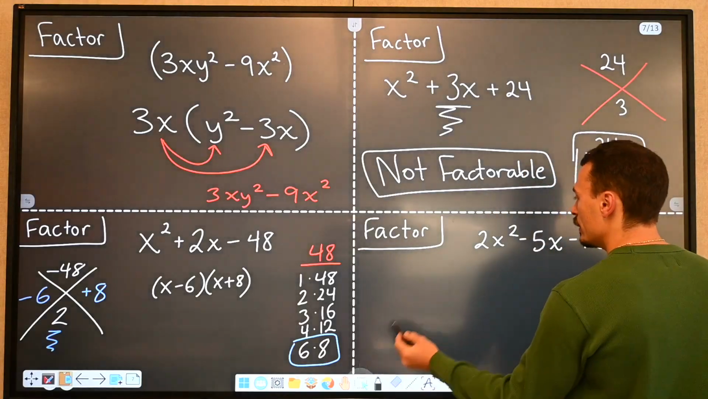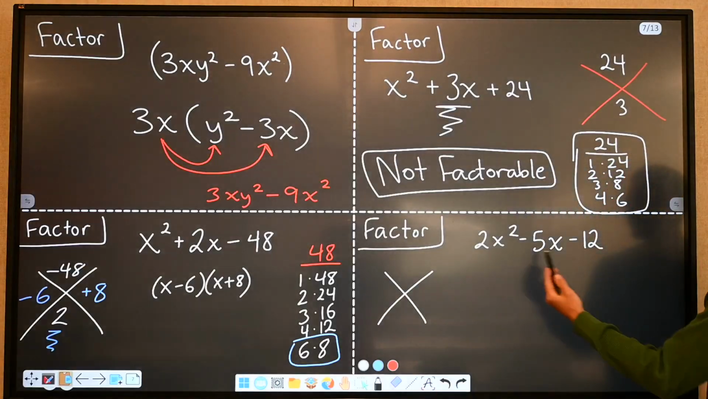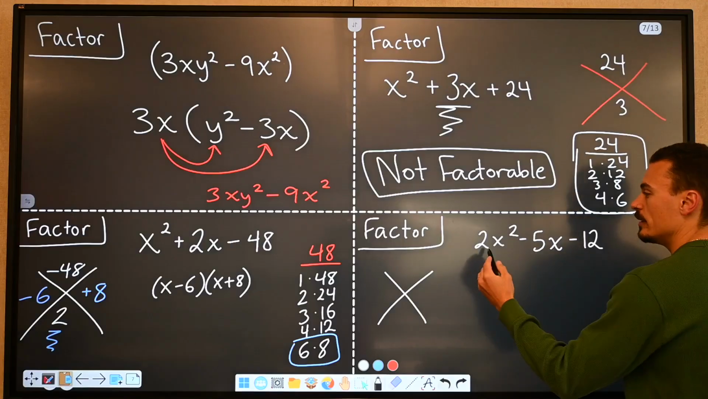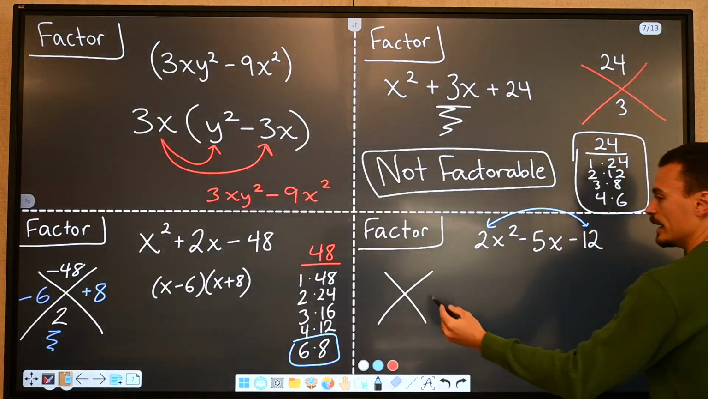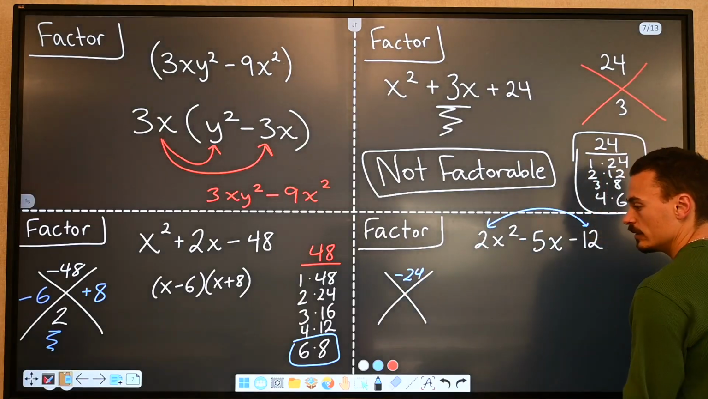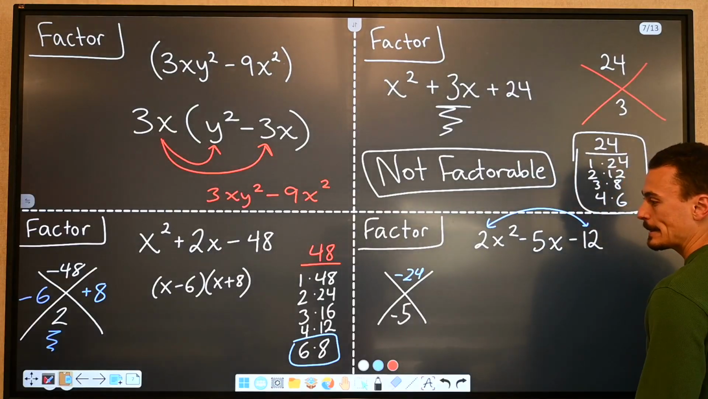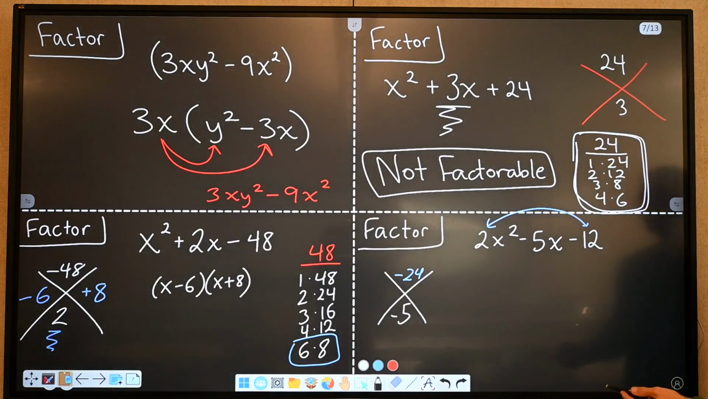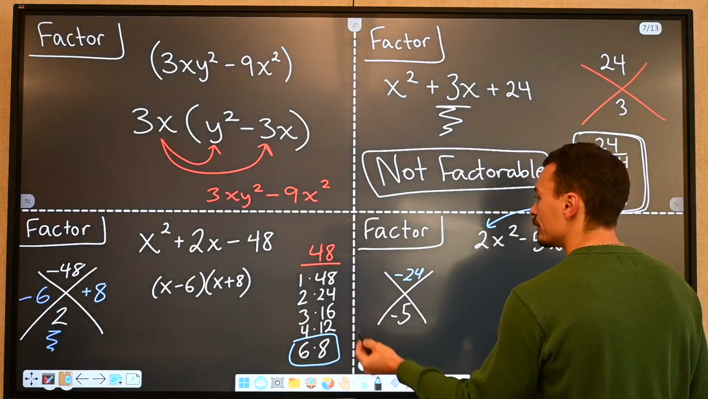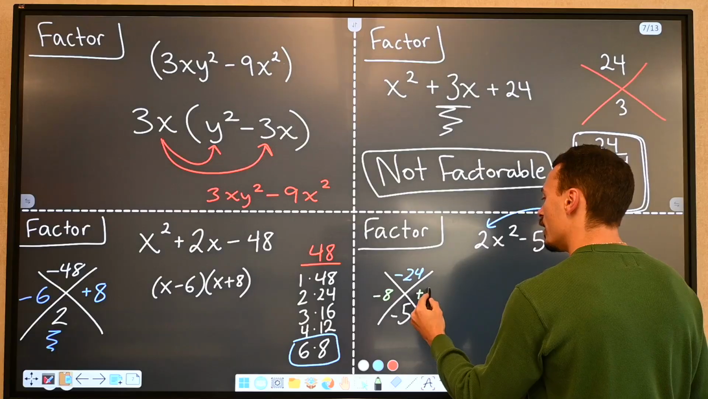Awesome. Okay, let's talk about this one. This was yesterday's lesson. This is a more straightforward one. Okay, right here, 2 times negative 12 gets you negative 24, and we need to make negative 5. Okay, so here's our 24s. We don't have to write them again once you've written them. We need 3 and 8. So this needs to be negative 8 and positive 3.